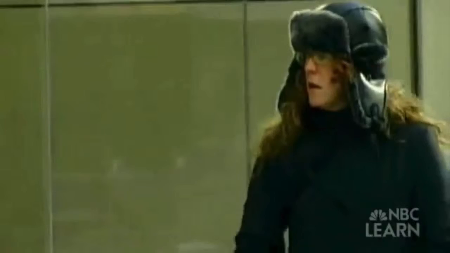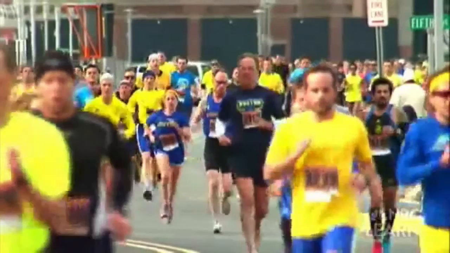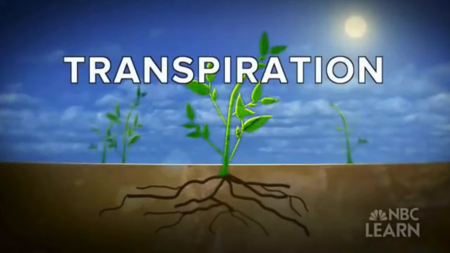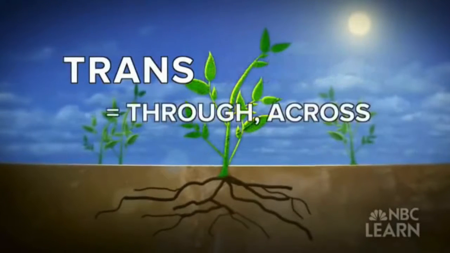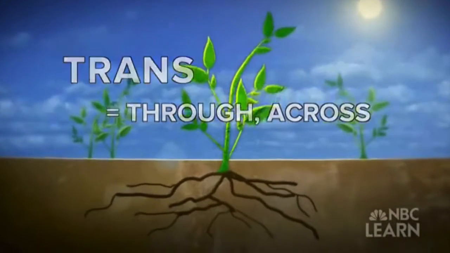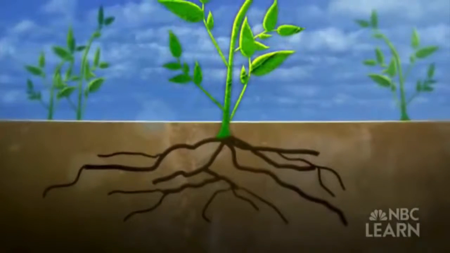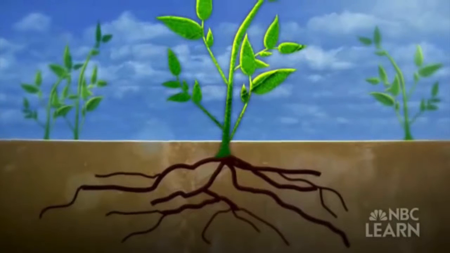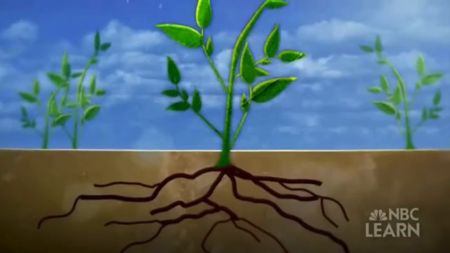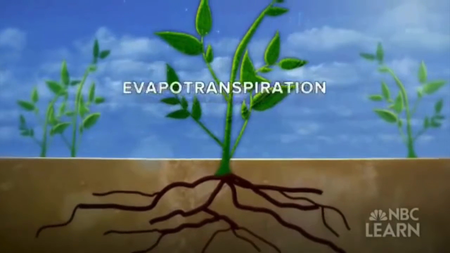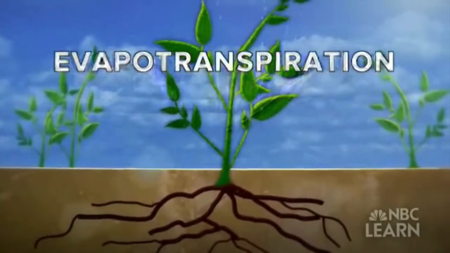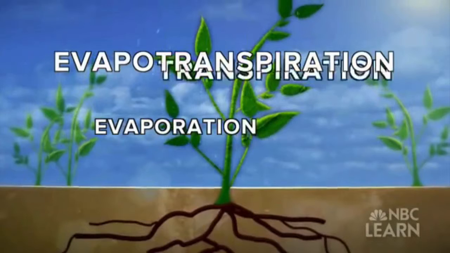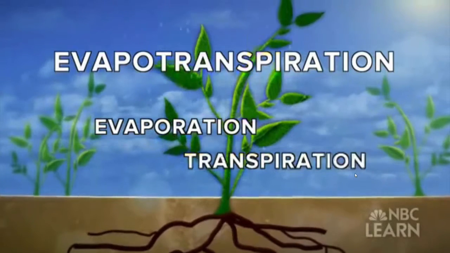Water evaporates through our respiration and perspiration, and from plants through transpiration. Trans means through or across. Plant roots draw up groundwater, and plants pull that water up through their stems into their leaves and then release it back out. This is evapotranspiration, a spelling bee-worthy term for evaporation from soil and water surfaces plus transpiration from plants.